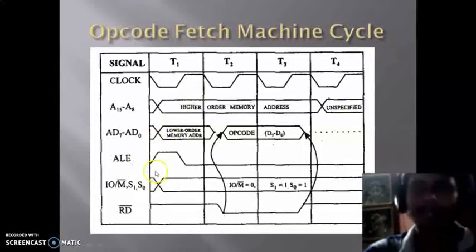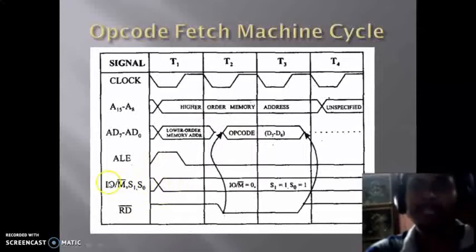And at that time, in the first T state, the ALE will be high, because this will behave like an address bus. That's why ALE will be high. And after that, for the remaining T states, T2, T3, and T4, ALE will be active low.